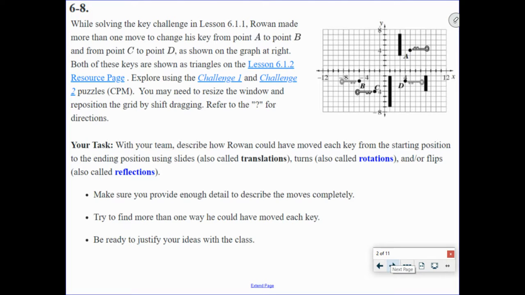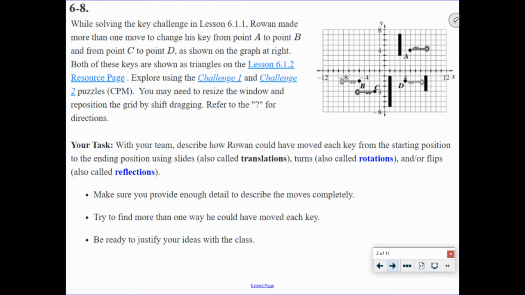Problem 6-8. While solving the key challenge in problem 611, Rowan made more than one move to change his key from point A to point B and from C to D, as shown on the graph at right. Both of these keys are shown as triangles on the lesson 612 resource page. That is the resource page in the packet that I gave you, okay? So please make sure you check your packet and find lesson 612. Those of you at home, you will need to print this out and have it available to you because it really does help you with this, okay?